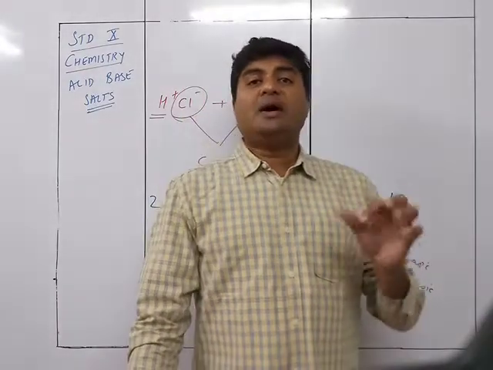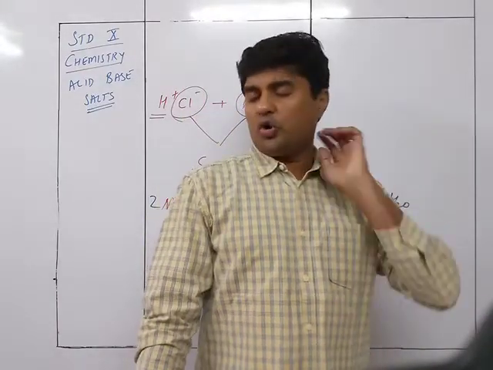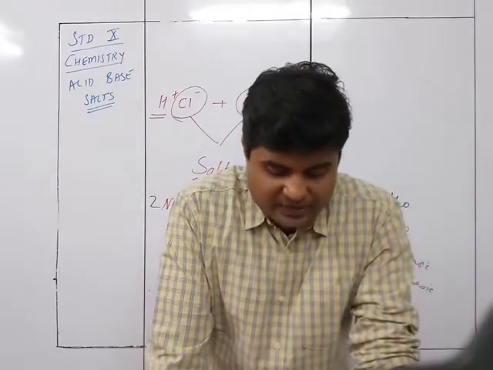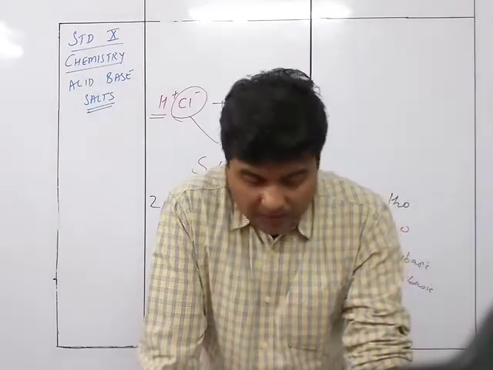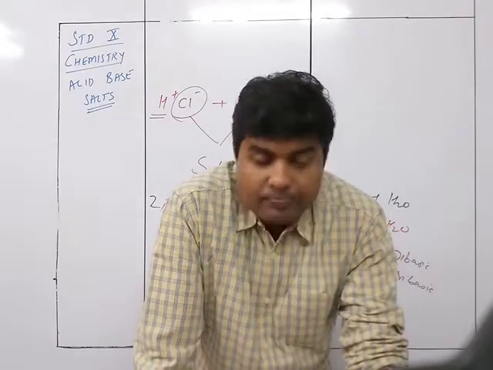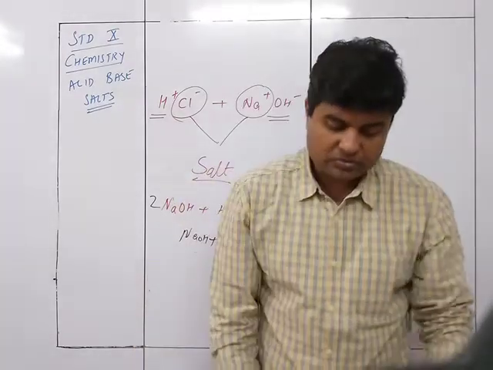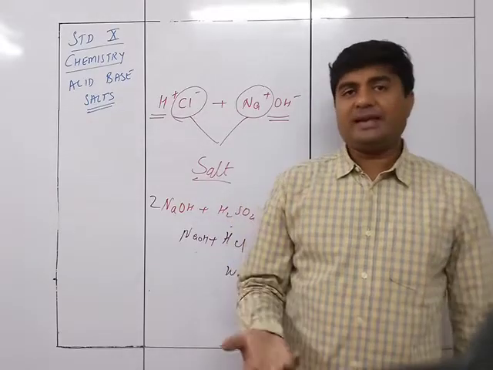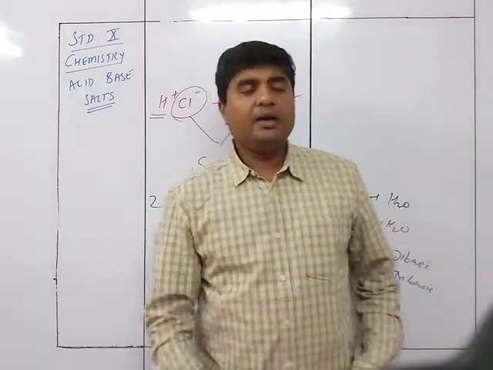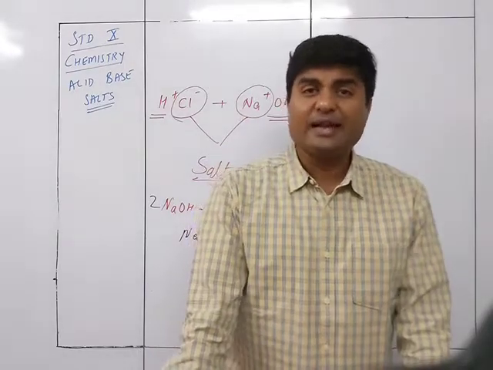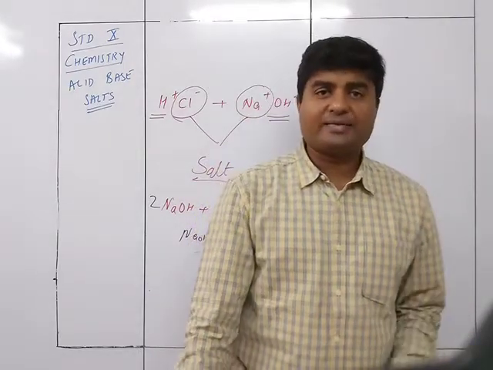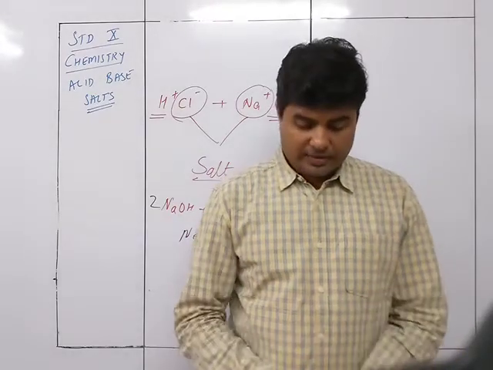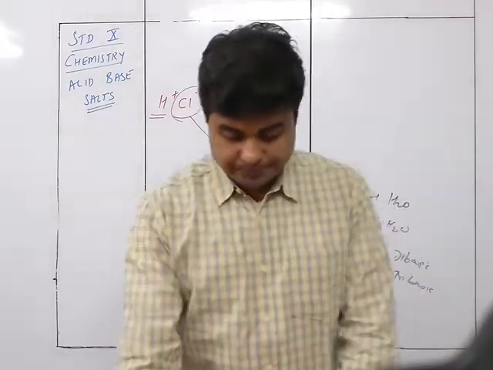So whether it is monoacidic, monobasic, dibasic or tribasic, they all form their respective salts according to what is used. Like if I am using NaOH, it will form NaNO3 with nitric acid, NaCl with hydrochloric acid, and Na2SO4 with sulfuric acid, and so on, right? So that is about normal salts.